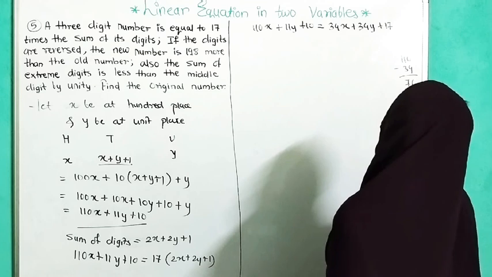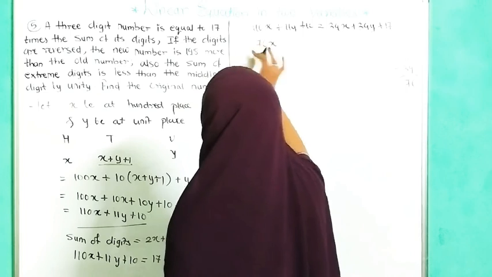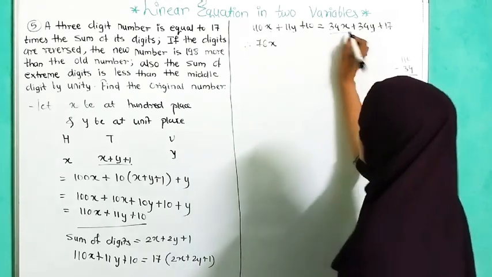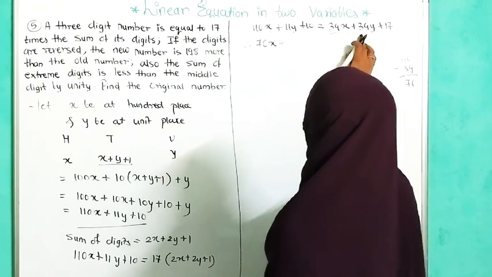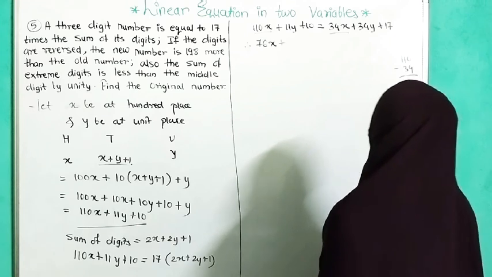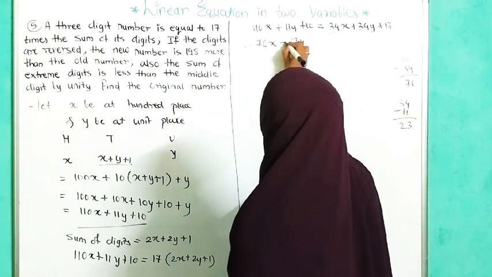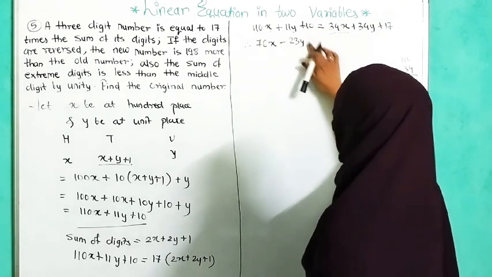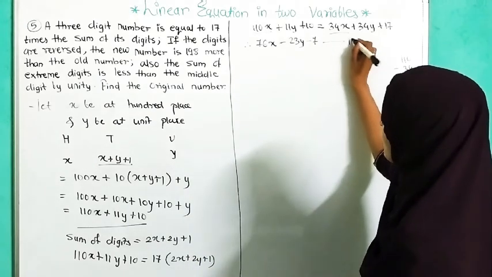If we solve by shifting terms, 110 minus 34 is equal to 76, so we get the term 76x. Subtracting 11 minus 34 gives minus 23y, and 10 minus 17 is equal to minus 7. We get this as equation number 1.